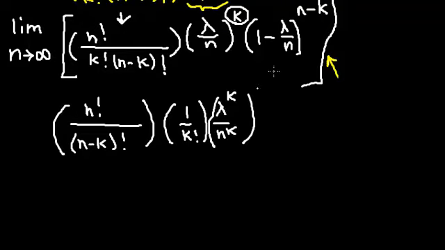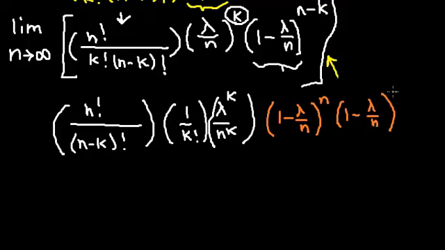Alright, and finally I can then work on this and show that it can be written as 1 minus lambda over n raised to n times 1 minus lambda over n raised to minus k. Alright. Now, one of the hardest things about this manipulation is for us to understand what this means. Or maybe we can try and simplify it.